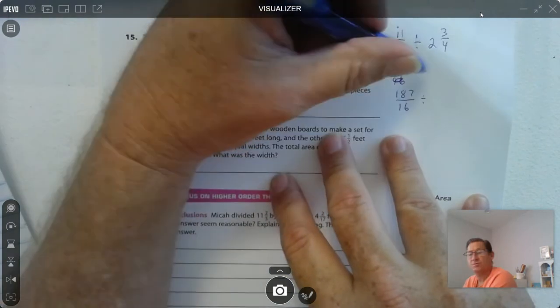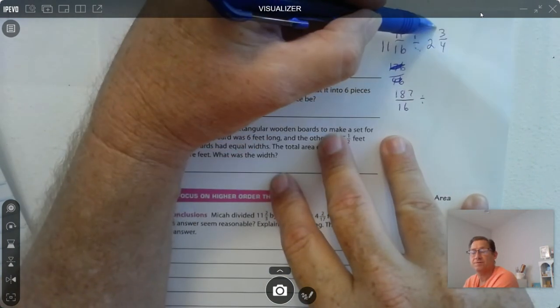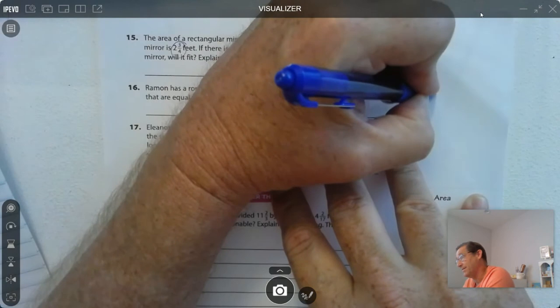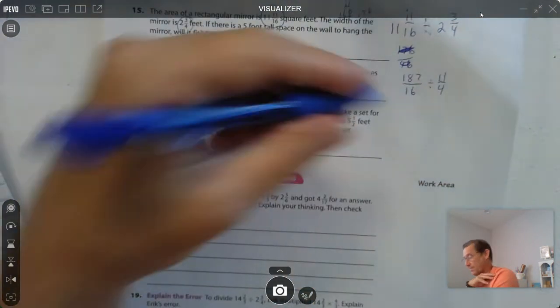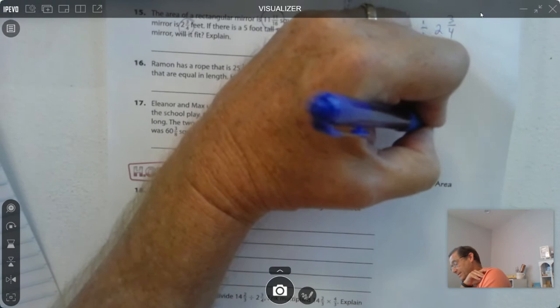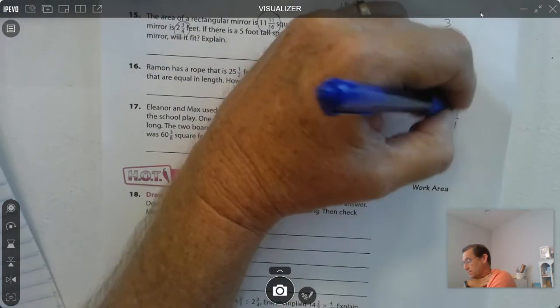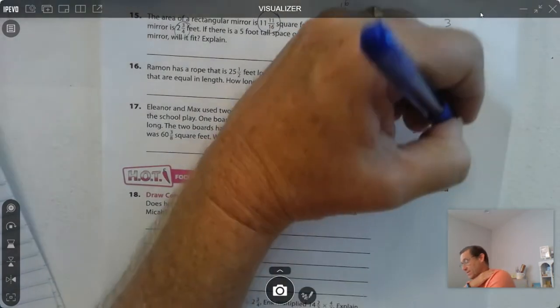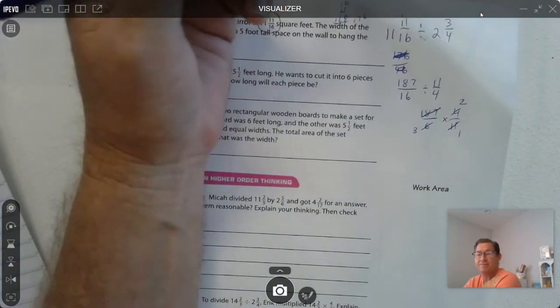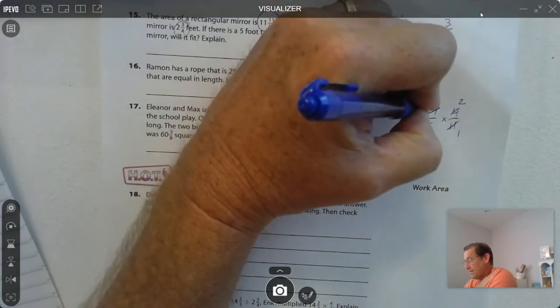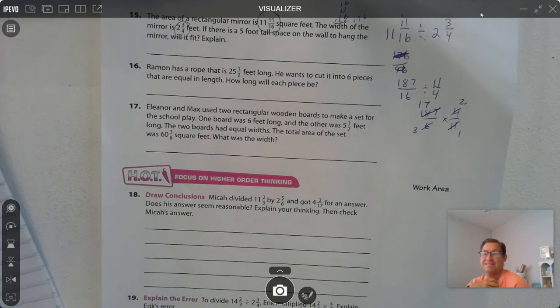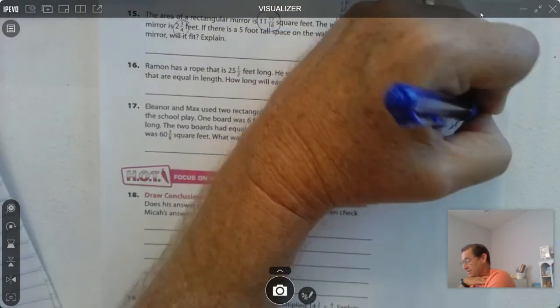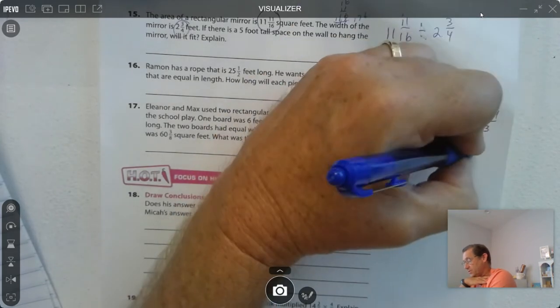Divide by 2 times 4 is 8, plus the extra 3/4 is 11 fourths. So 187 sixteenths times 4 elevenths. I can reduce 4 and 6 by dividing by 2. I can reduce 11 and 187 by dividing by 11. And 11 times 17 is 187. 2 times 17 is 34 thirds.